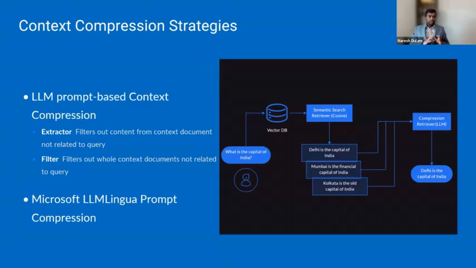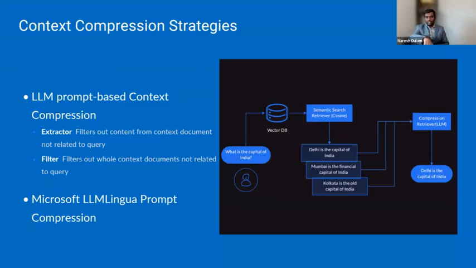There is another technique called context compression strategies, where you try to reduce the amount of information that you send to the model. There are various ways to filter, like LLM prompt-based context compression, or Microsoft LLMLingua, which is another model available for context compression. There are two ways to filter out the content. One is to filter out the content that is not related to your question, which is what they call the extractor. Or else you can filter out entire context documents that are not related to your question. So these are the two different ways to reduce the information that you send to your model.